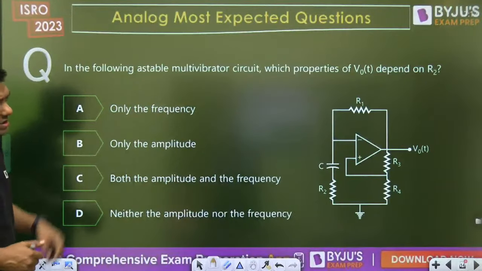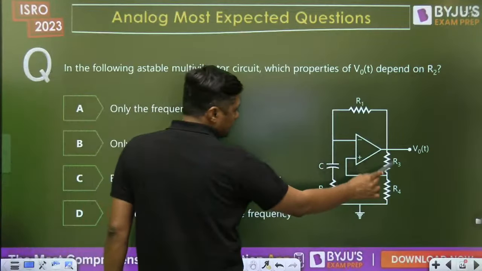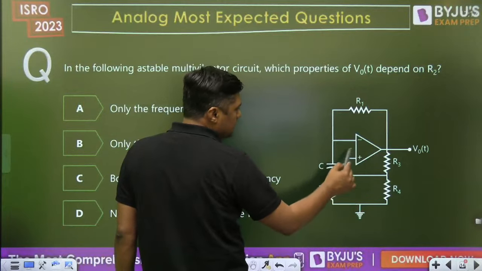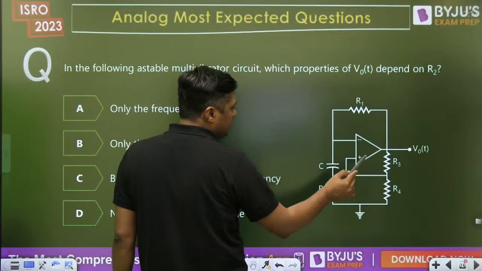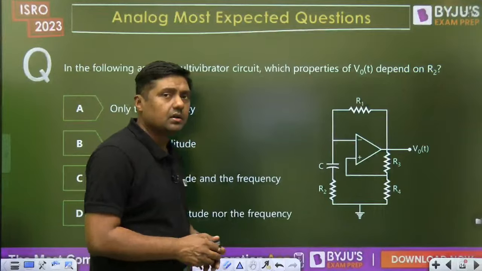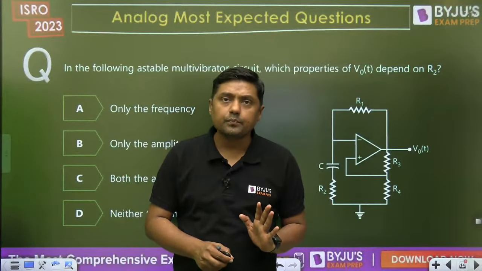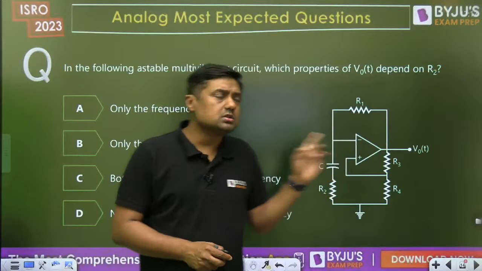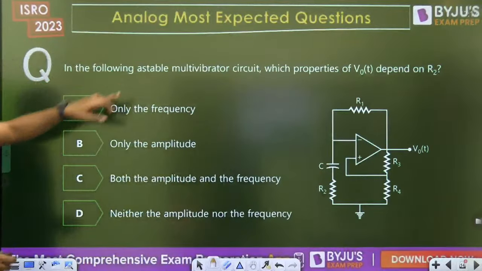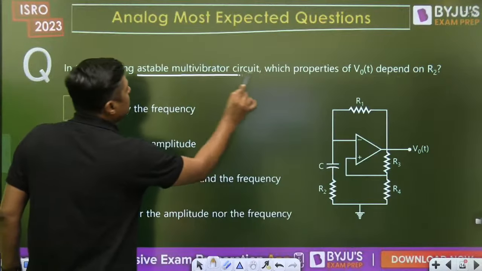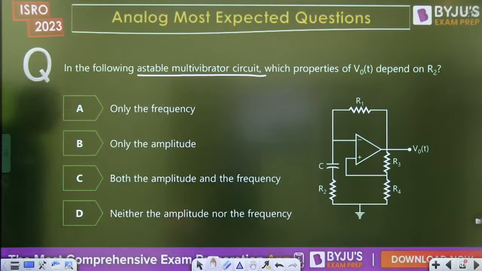For example, that is the circuit. Here R3 and R4 positive feedback is connected, and here negative feedback is connected, but the positive feedback is dominant. That's why we have the two outputs, plus Vsat and minus Vsat only. And this is a circuit of an astable multivibrator. In the following astable multivibrator circuit, its name is given in the question, which property of V0 depends on the R2? Only the frequency, only the amplitude, both the amplitude and the frequency, or neither the amplitude nor the frequency.